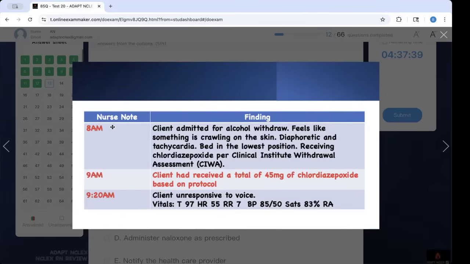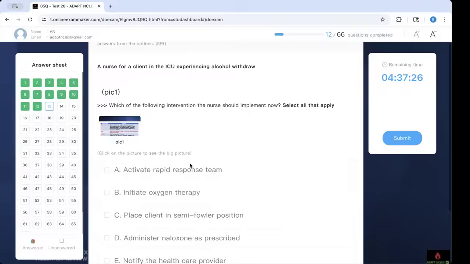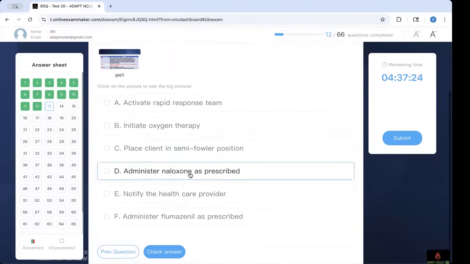This is alcohol withdrawal, and as we treat the patient, this is what is going on after we give them all the sedation. This is a benzodiazepine, and you have heart rate going down, respiratory rate going down, blood pressure and saturation going down. What do you want to do? Activate the rapid response team, initiate oxygen, place the client in semi-Fowler position, administer naloxone, notify the healthcare provider, administer flumazenil. Think about the question.